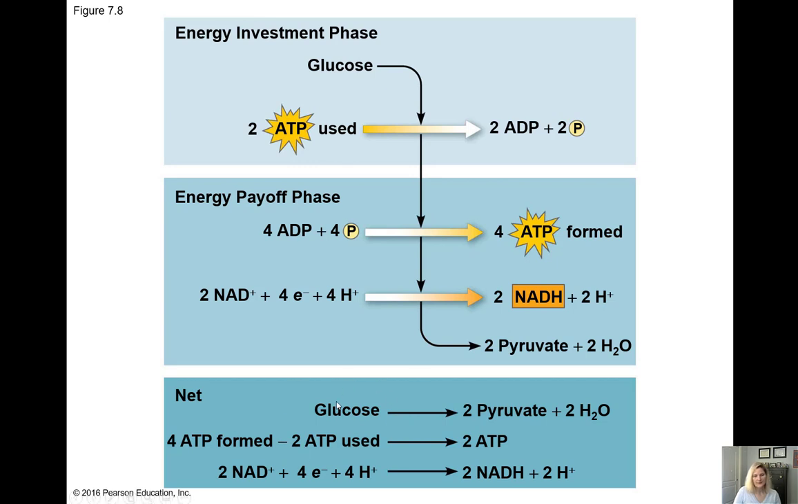And then, so that's our net. We have glucose with the 2 pyruvate. We have 4 ATP being formed, but again, we have the energy investment phase to account for. So we have a total net of 2 ATP. And then we've gained 2 NADH electron carriers. Okay, so those are the payoff phase.